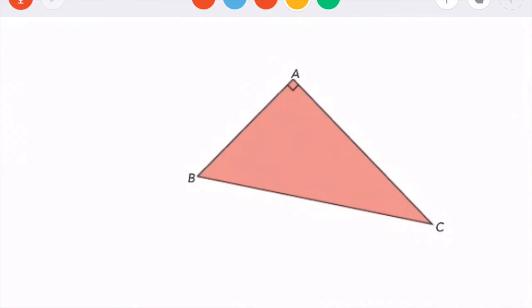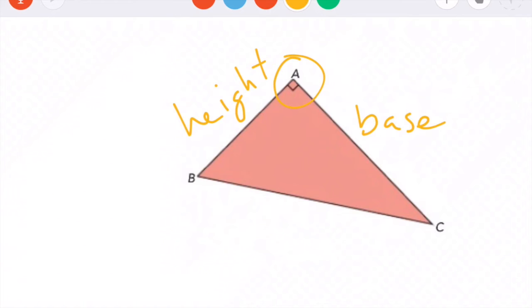Next example. Okay, here we have a right angle. So we can call AB the base, which should make AC the height. We could also switch that around. We could call AC the base, and we could call AB the height. Because a triangle can be turned around anyway. The base doesn't have to be on the bottom.